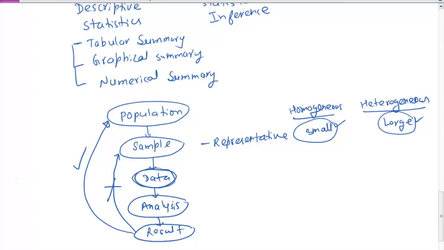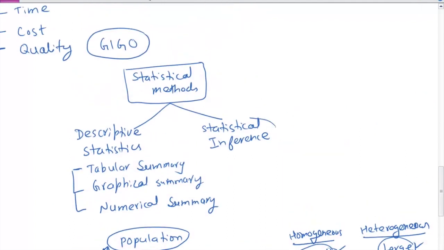And this process of taking a sample from the population, doing data analysis and applying the results back to the population is called statistical inference, which is the second type of statistical methods that we study. In fact, in this class we spend more time on statistical inference than descriptive statistics.